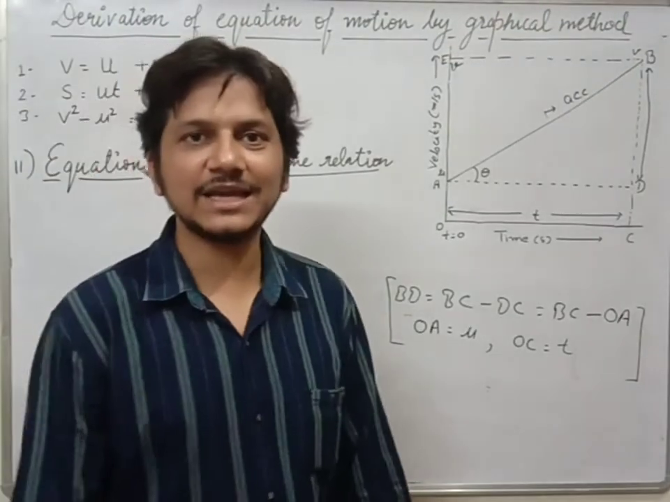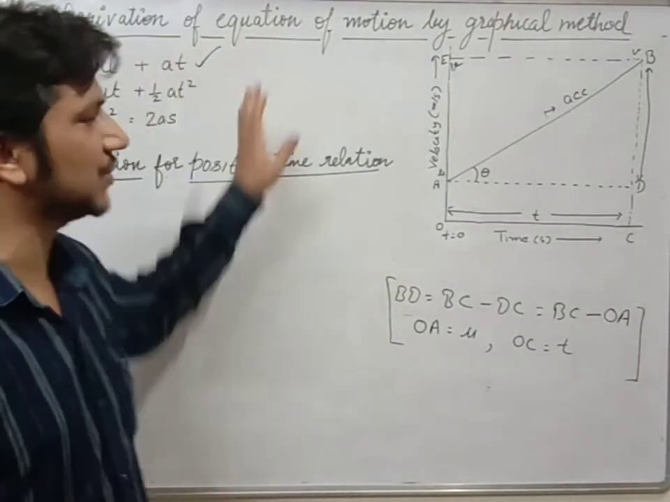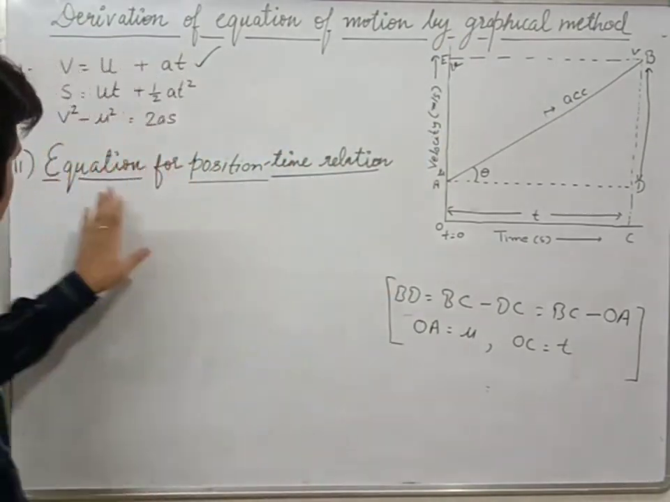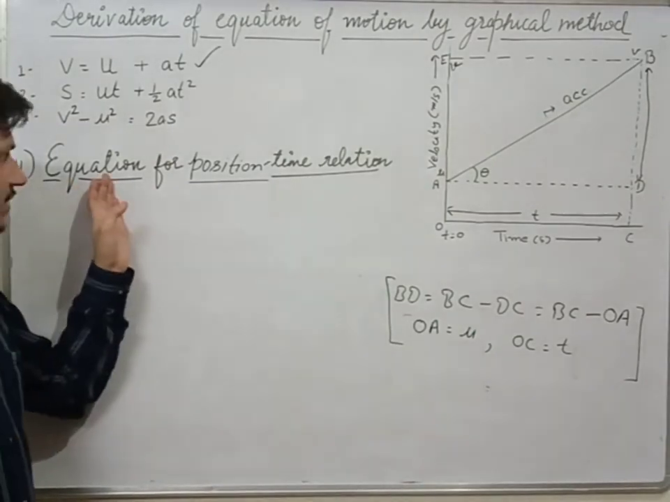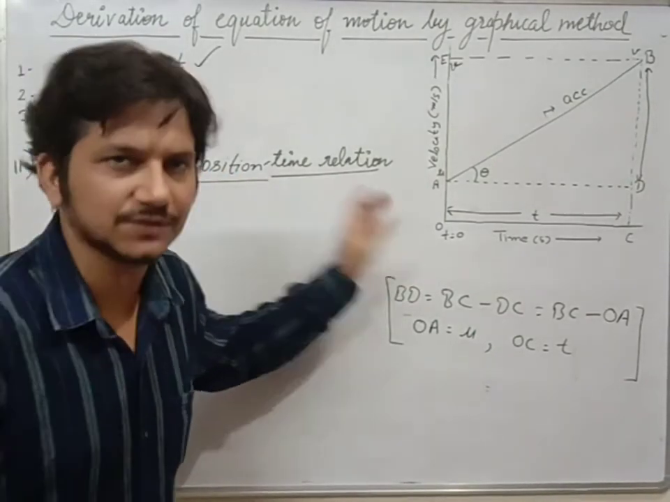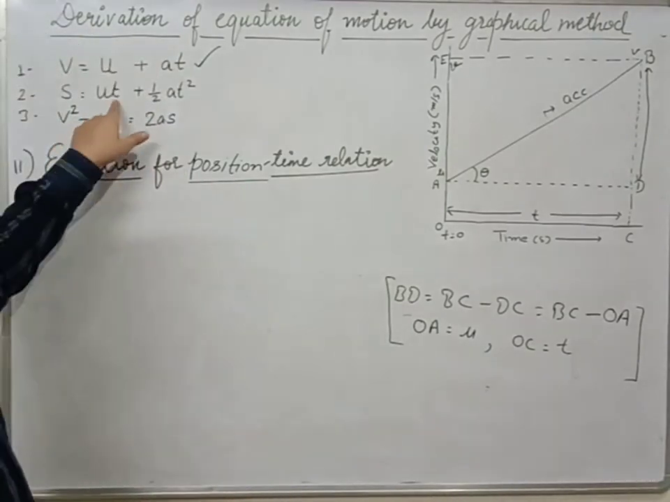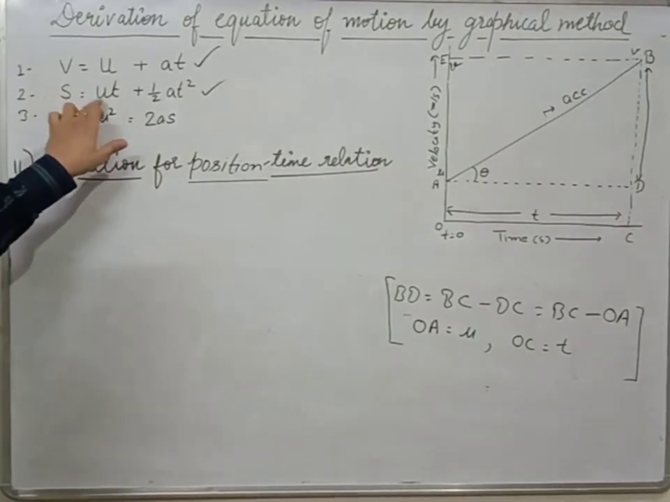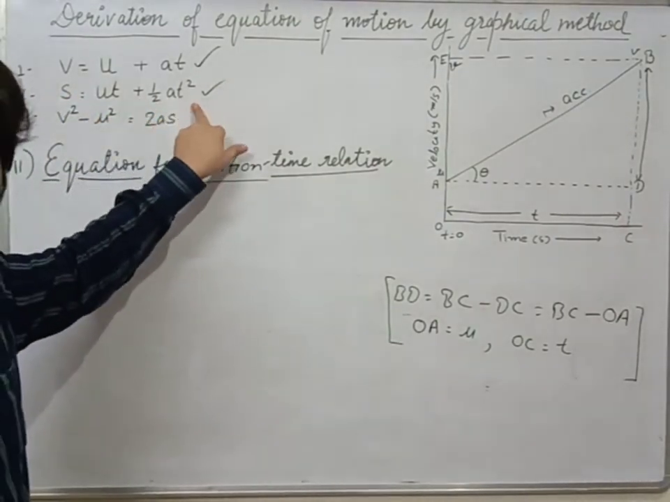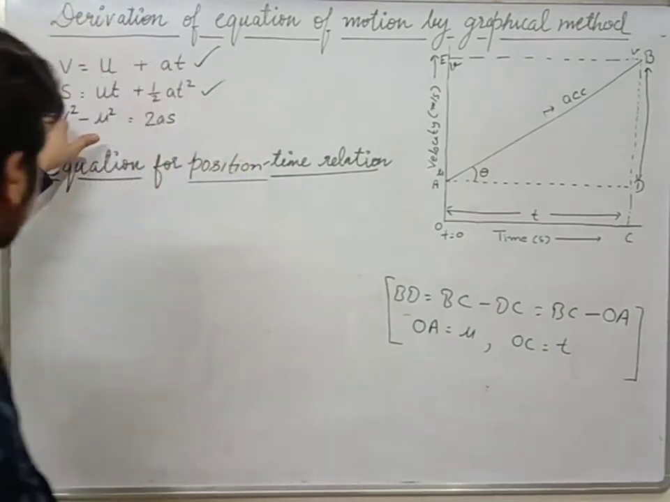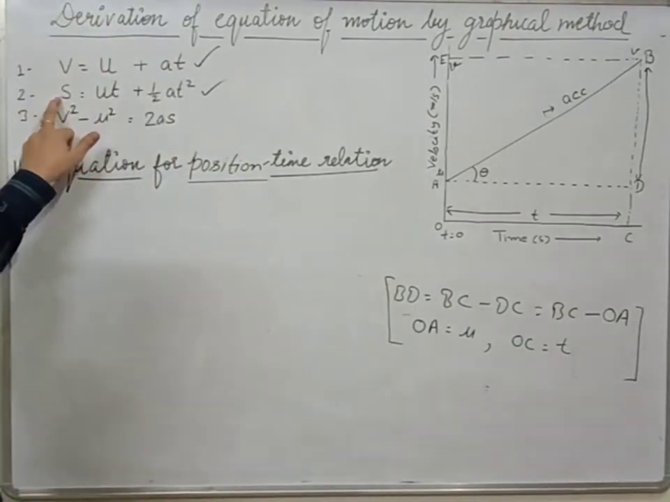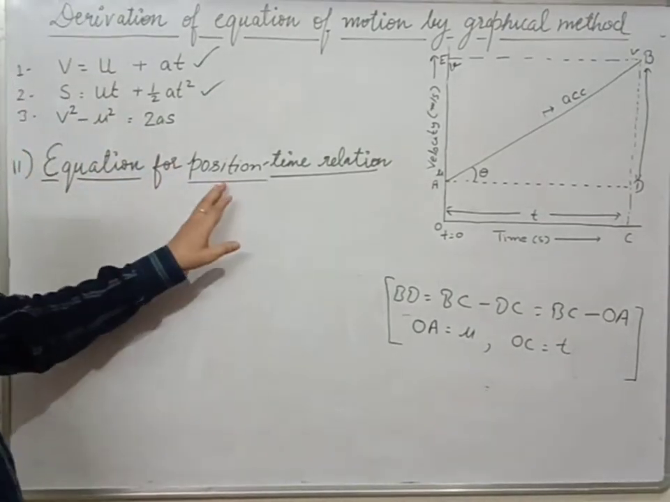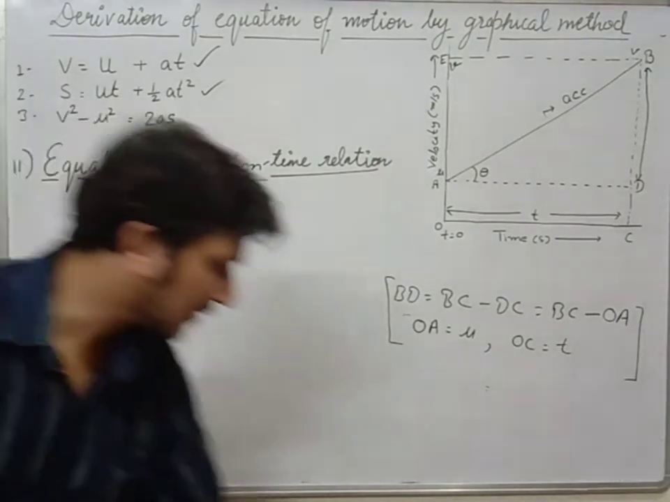Hello, today again I will discuss the derivation of the equations of motion by graphical methods. Here we will discuss the equation for the position-time relation. It is the second equation of motion, s equals ut plus half at square, where s is the distance traveled by the object. So in this equation we will see the position-time relation.